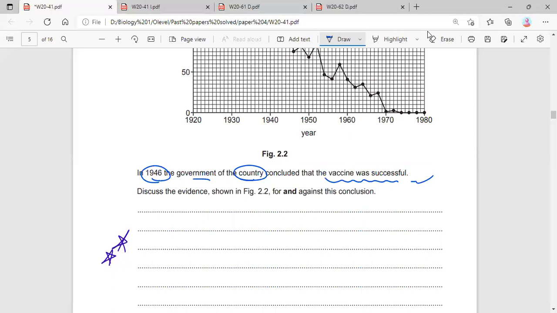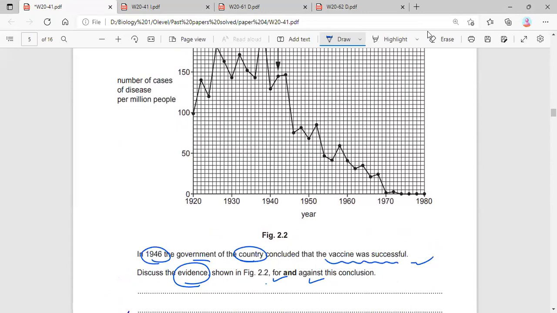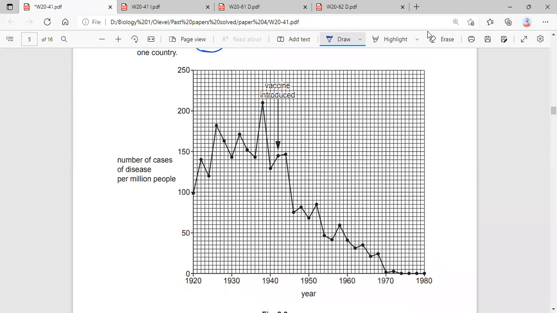He gives you a sentence and then he asks you, discuss the evidence shown for and against. What do I do in this question? I need to find points from the graph that support this sentence and other points that are against this sentence. Okay? So what can I say here?